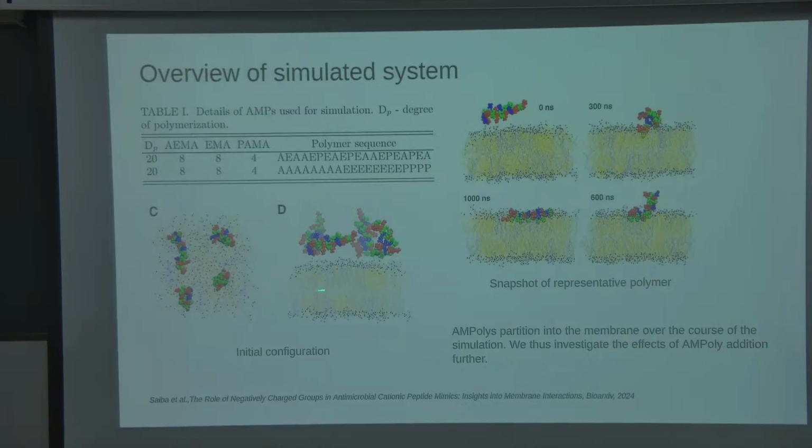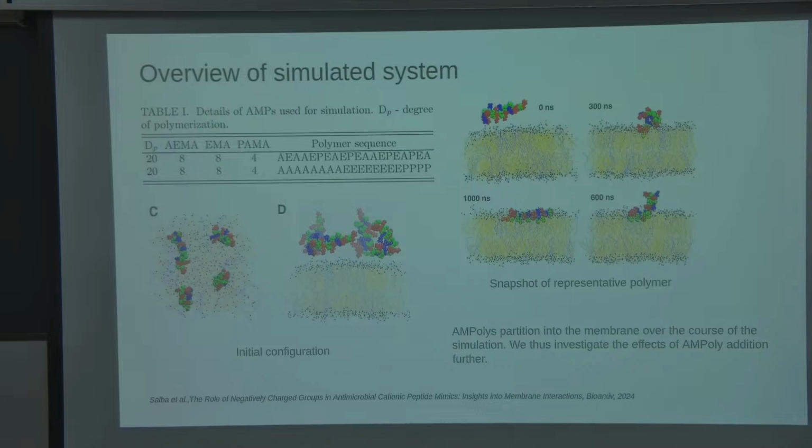Here I am showing the initial configuration of the system. These yellow and blue lines you see are the bacterial lipids, and this membrane is composed of two different lipids: POPE and POPC. POPE carries a positive charge, but it is effectively neutral because you also have a phosphate. POPC, on the other hand, is effectively negatively charged.